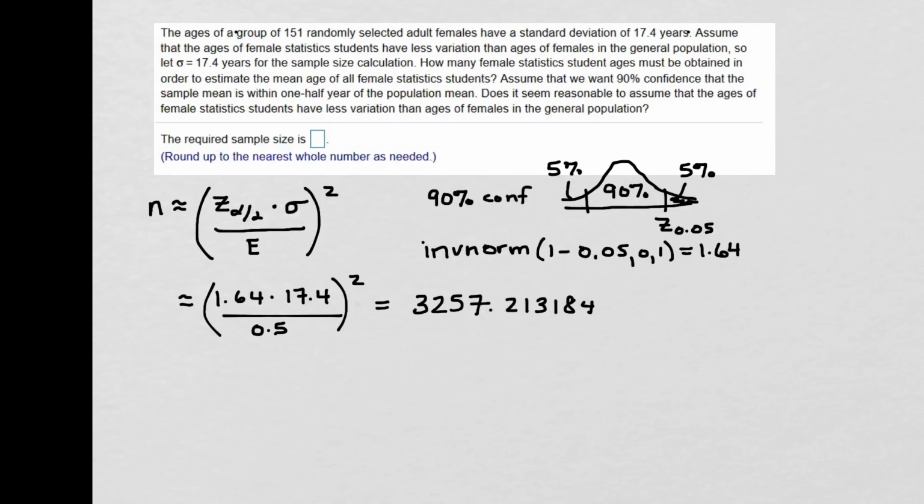3,257.213184. But notice that it says round up to the nearest whole number. What you really want to do is always round up to the next whole number. It's not the nearest. I don't care what's nearest. What I care about is what comes next. I want to go with 3258 because that way we have our minimum number of people. 3257 won't quite do it because we have a little left over, so we go up to 3258. And that is your final answer.